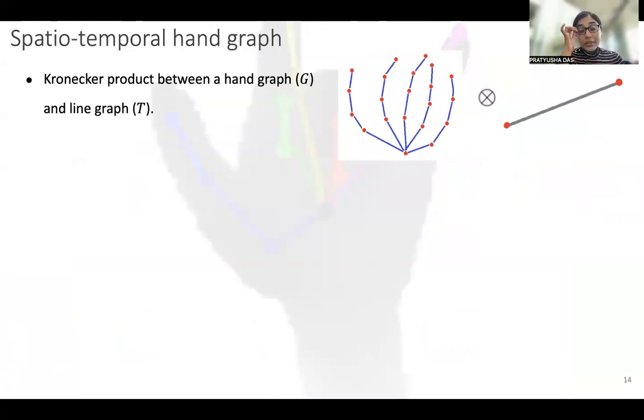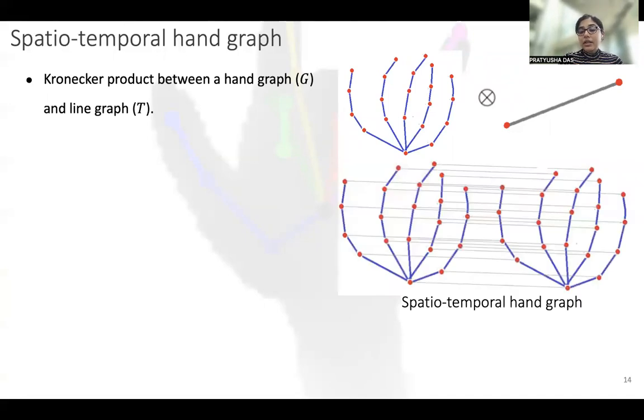Now, so far we have seen the spatial hand graph, and we can use some temporal model like temporal pooling, mean pooling, to model the temporal part of the data. But can we design any spatio-temporal hand graph to capture the spatial correlation and the temporal correlation of the data together? To do that, we define the spatio-temporal hand graph, which is nothing but the Kronecker product between the spatial hand graph and the line graph.